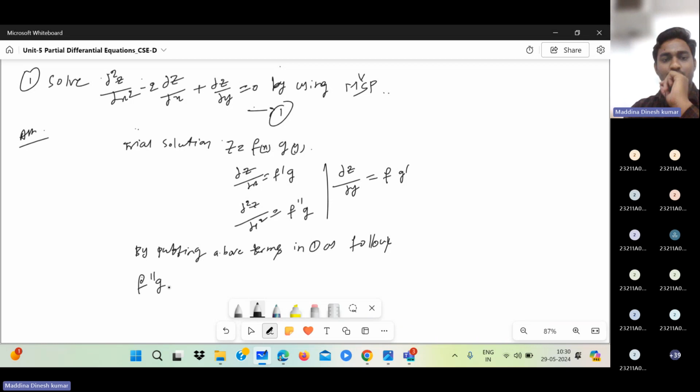Next, here minus 2. Del z by del x means f dash of g, plus del z by del y means f g dash, equal to 0.